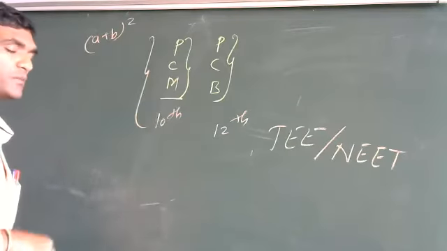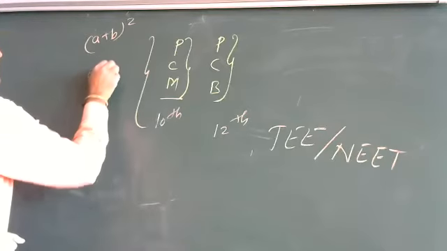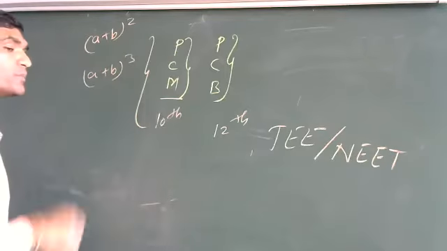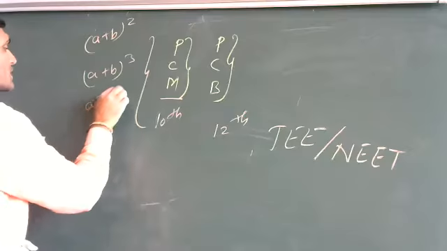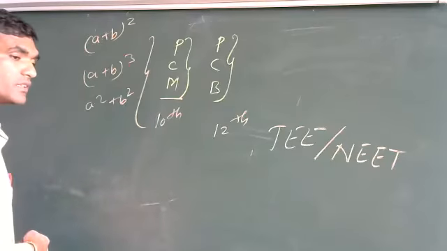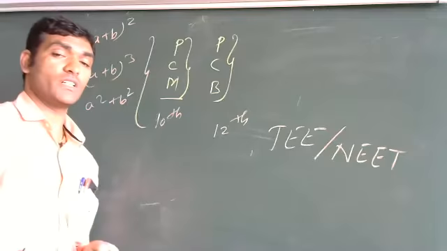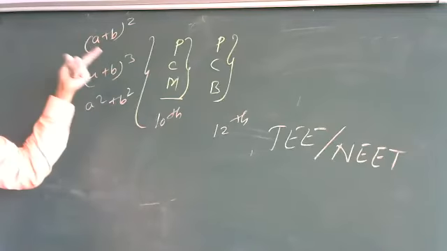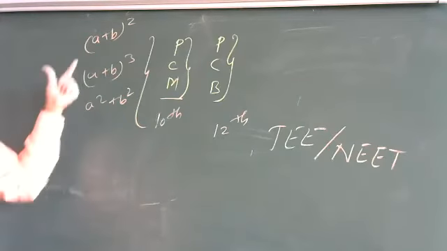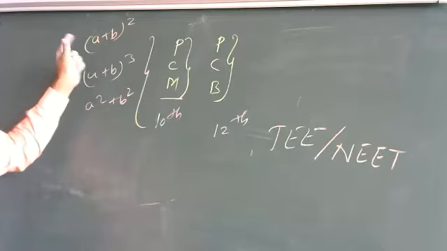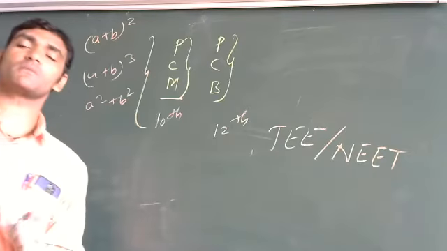(a + b) squared means what? (a + b) cubed means what? a squared plus b squared means what? Yes, everything you have to note. And on these formulas, the special identities, you have to take some sums and solve them.